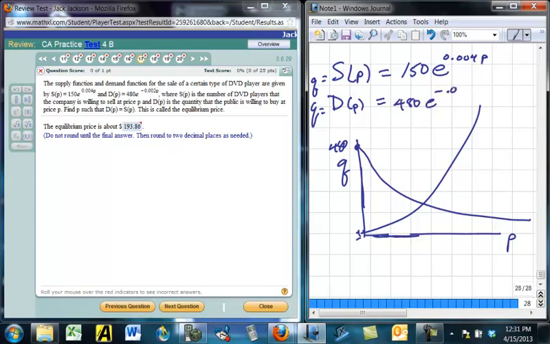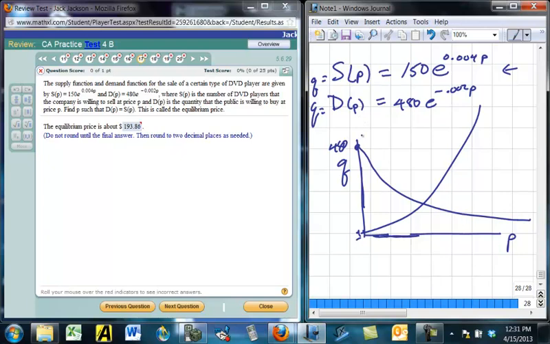So let me explain this just a little bit. Supply is the producer's willingness to supply. So the more they can get for the item, the more collectively the producers are willing to supply. Okay?